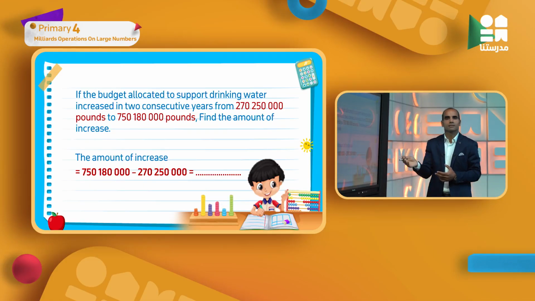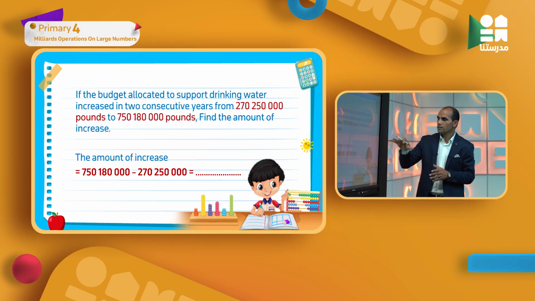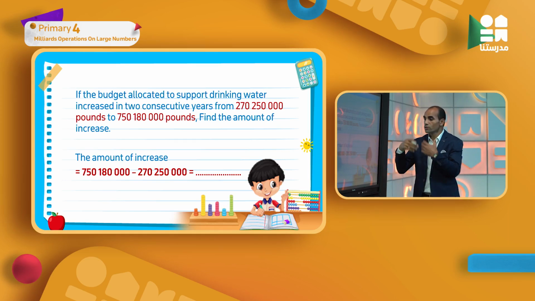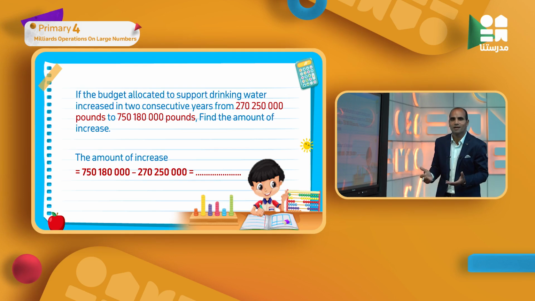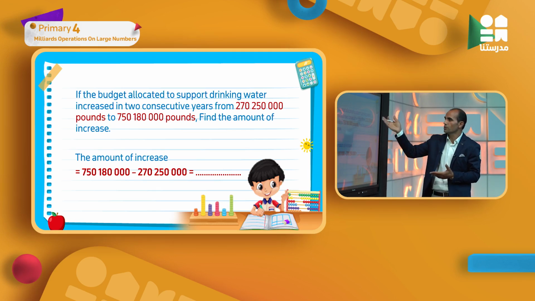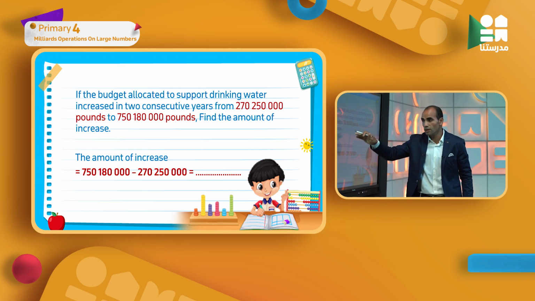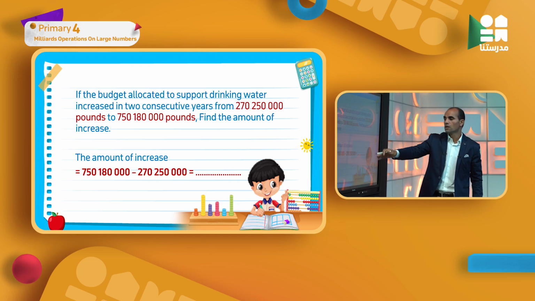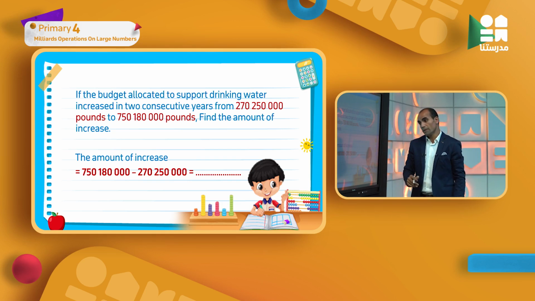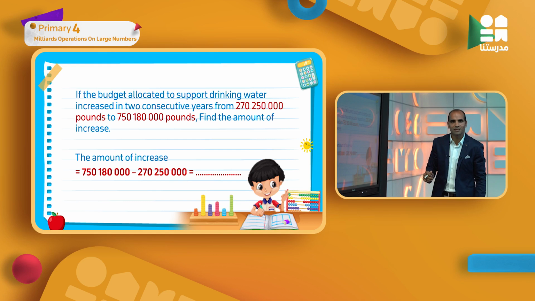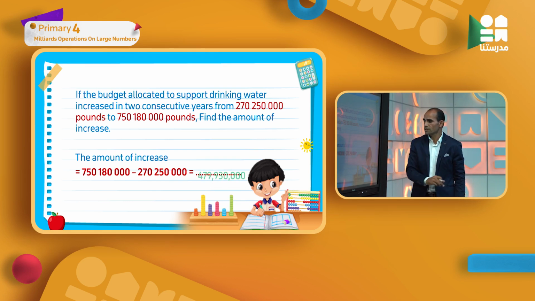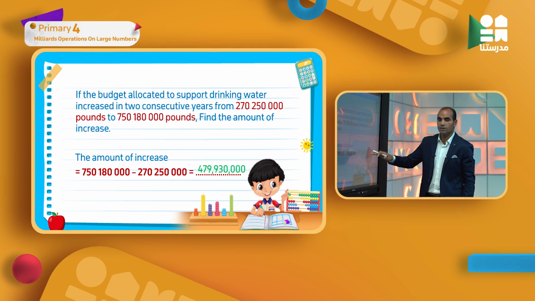We will write this. The amount of increase, مقدار الزيادة إيه؟ Of course, in subtraction operation, we start with the greatest number. The greater number هنا مين؟ This number or this number? Of course, we have here the greater number is 750,180,000 minus 270,250,000. So this is subtraction operation, and this is the difference.